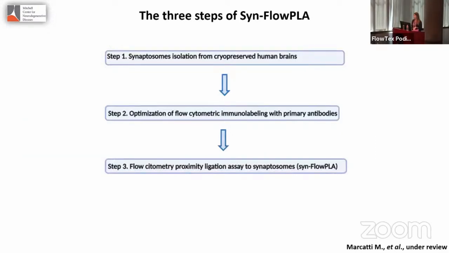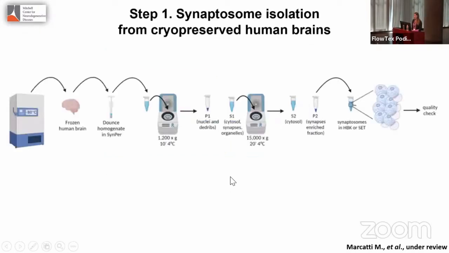SynFlowPLA, which is the name that we gave to this method, consists of three steps. Synaptosomes isolation from cryopreserved human brains. Step two is the optimization of the immunolabeling for flow cytometry with primary antibodies. And the third step is the flow cytometry proximity ligation assay to synaptosomes.